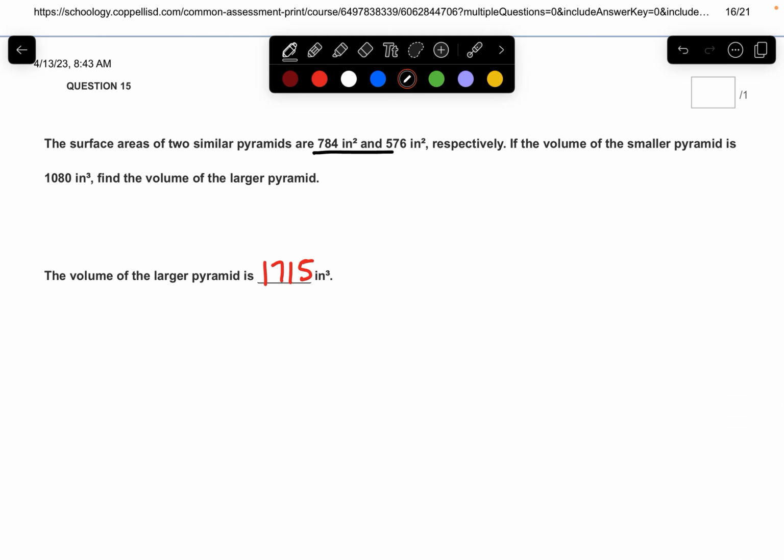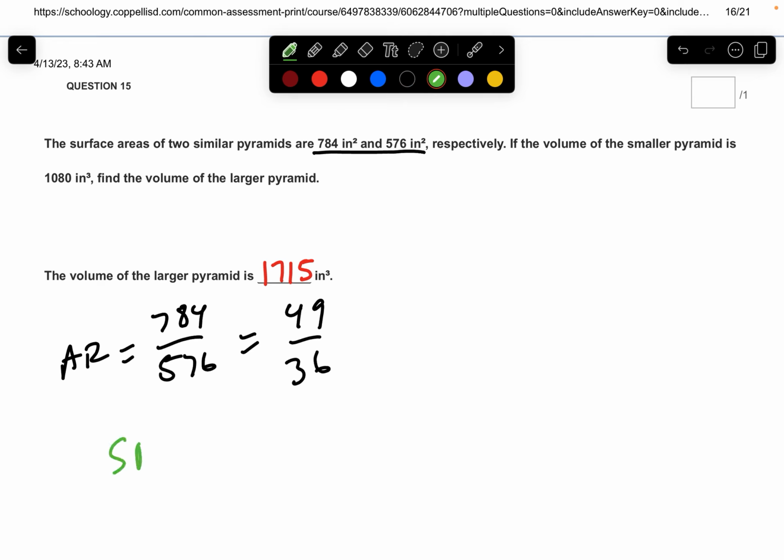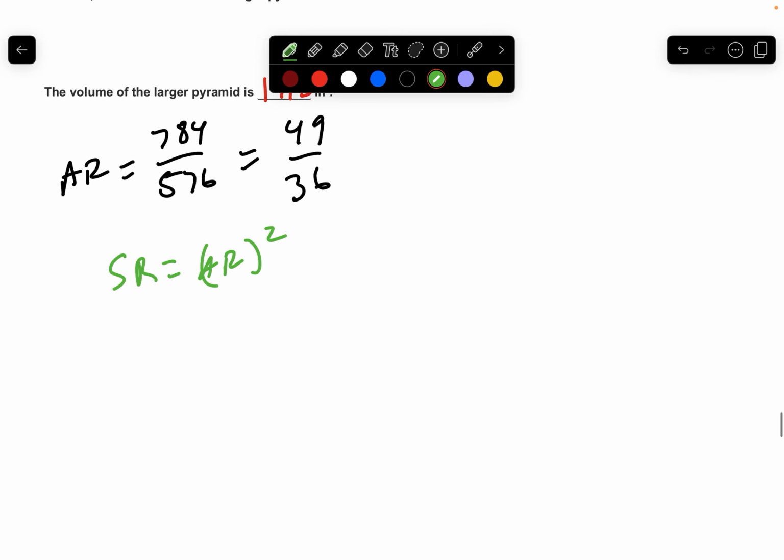Here I gave you the areas. So the area ratio would be a ratio of the area, 784 over 576. I'm going to reduce that real quick, 784 over 576, and I get 49 over 36. Now remember that similarity ratio equals the area ratio squared.